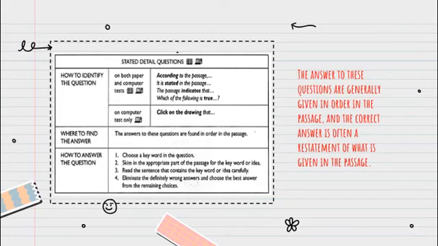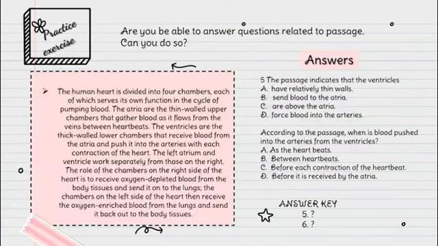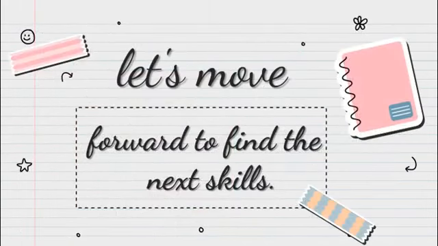How to identify the question, where to find the answer, how to answer: the answers are generally given in order in the passage, and the correct answer is often a restatement of what is given in the passage. So, what do you think test makers would do to make these questions challenging? Will you be able to answer questions related to the passage? Can you do so? Let's move forward to find the next skills.